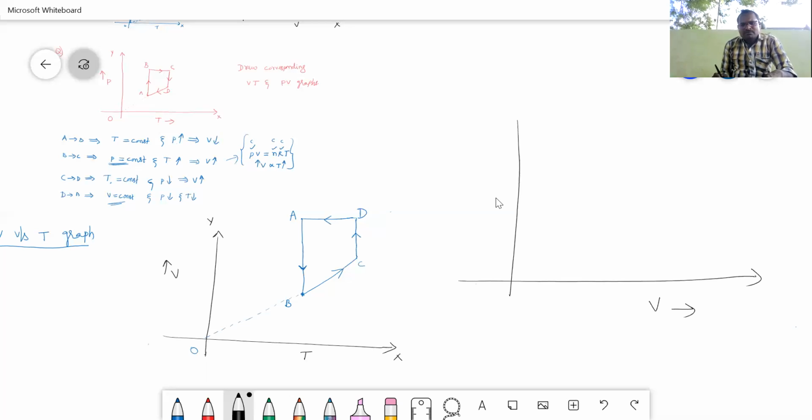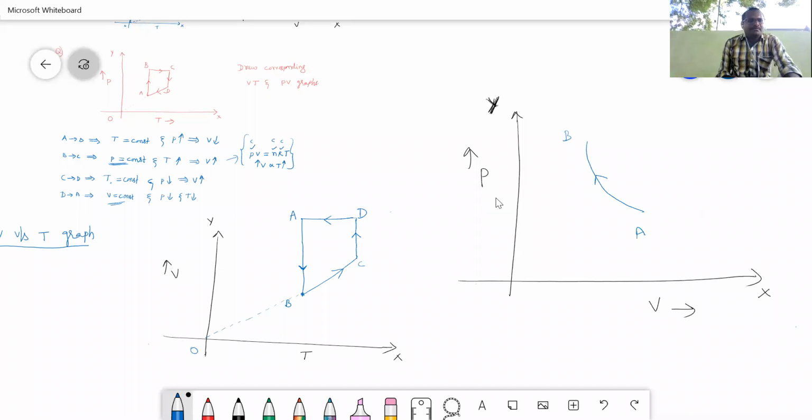Here volume, here pressure. This is the x-axis. This is the y-axis. Now the PV graph. Let's start from the middle. First, what happened? Temperature constant. Temperature constant means AB process. Temperature constant means it should be a rectangular hyperbola. Pressure increasing, volume decreasing. Means here process AB is like this.